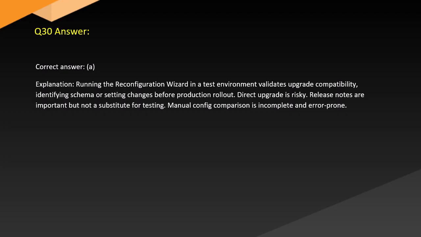Answer. Correct answer: A. Explanation. Running the reconfiguration wizard in a test environment validates upgrade compatibility, identifying schema or setting changes before production rollout. Direct upgrade is risky. Release notes are important but not a substitute for testing. Manual config comparison is incomplete and error-prone.